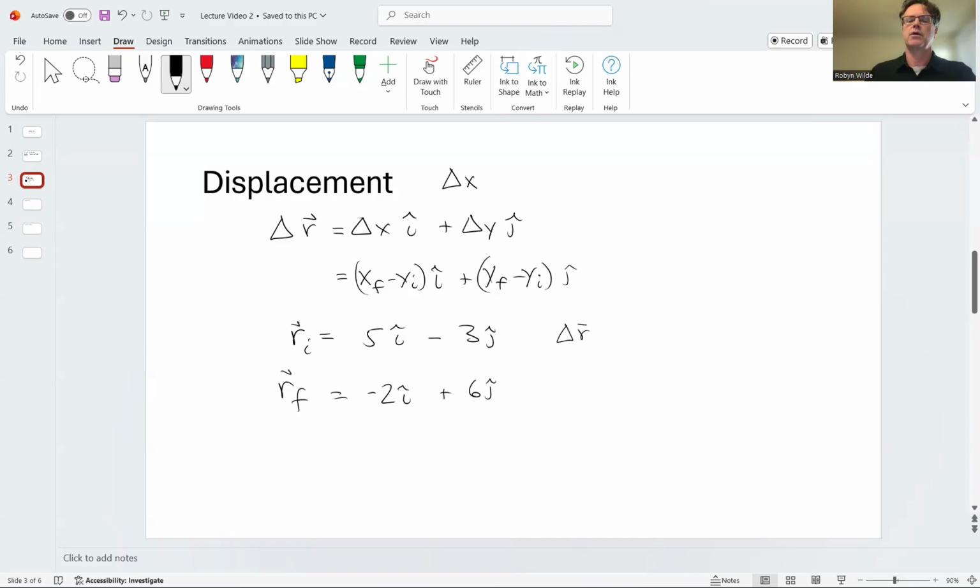Well, I just subtract the components like I would for any vector. So my displacement vector for this movement from R initial to R final is going to be R final minus R initial. For the x component, it's going to be -2 minus 5, so it's -7 i hat. And then for the y, it's 6 minus -3, which is plus 9 j hat. Now I can get the magnitude and the angle for this vector the same way that I would in the first lecture video, just using some trigonometry. But this would be our displacement vector. Okay, now let's go to velocity.